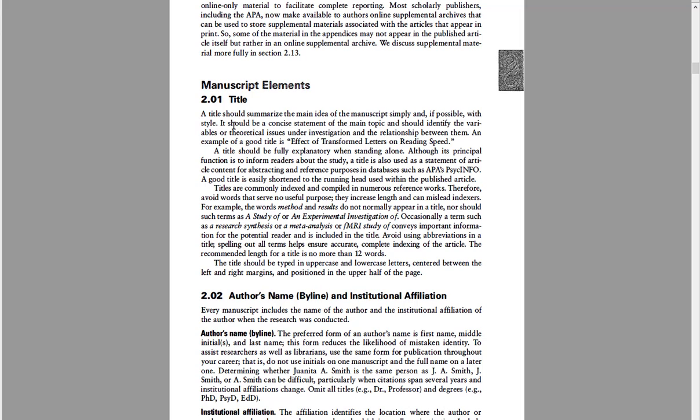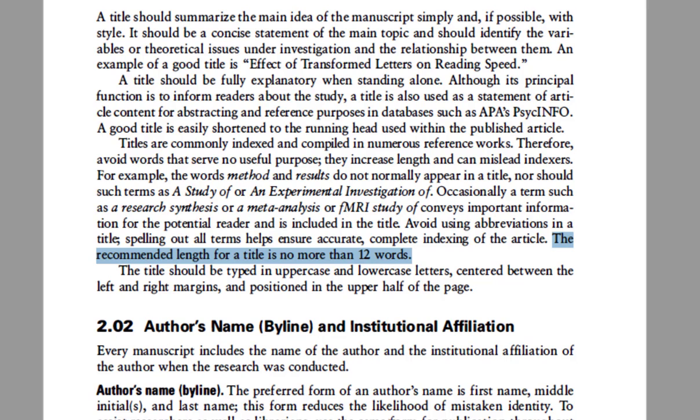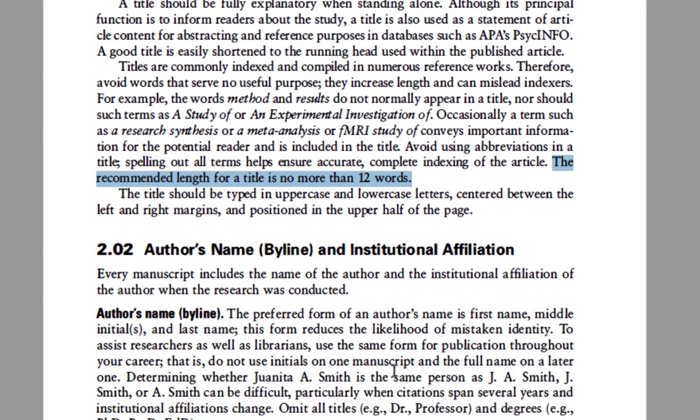So the first section is all about writing a title, which again, you've written titles before, but it does have some specifics that people don't always know. For example, right here, it says the recommended length for a title is no more than 12 words. So again, there are these things that APA has in it.